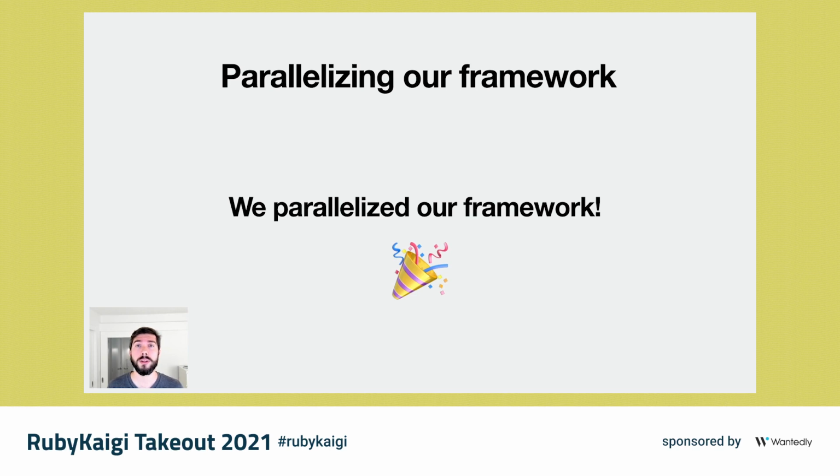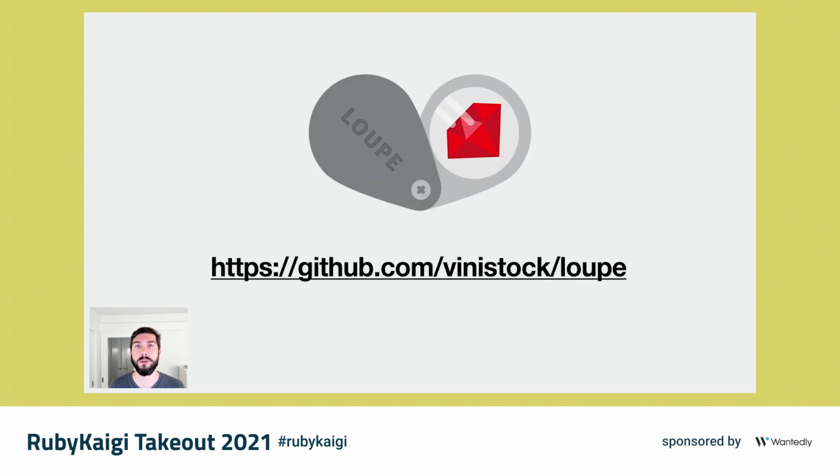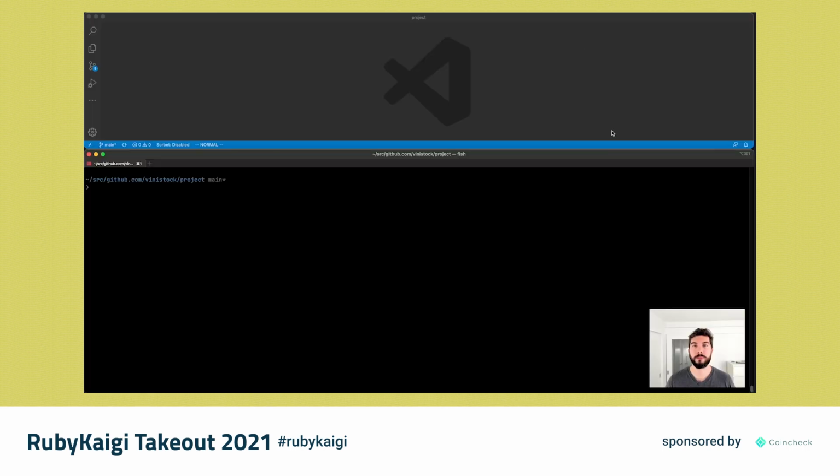And we can now run tests in parallel. This is all we need in order to be able to run using Ractors. The biggest challenge is overcoming the singleton pattern in the reporter. And our framework is actually available on GitHub. It's called Loop, and you can check it out at Vinicius.com/loop.